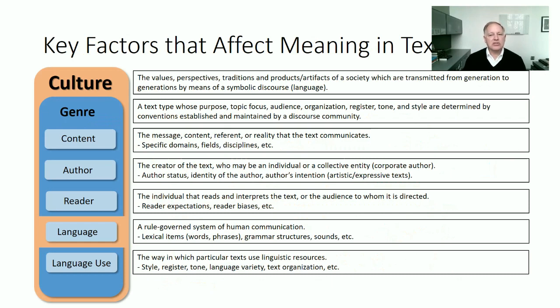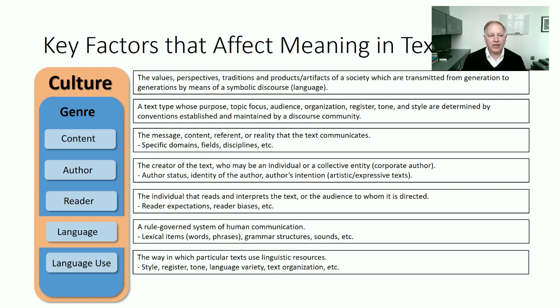To define some of those factors, and it is important that we define them because we'll be using them quite frequently in class. First of all, what's culture? And these are just my definitions that I have culled from other sources. Culture would be the values, perspectives, traditions, and products or artifacts of a society. These are transmitted from generation to generation by means of symbolic discourse, such as language. So values, perspectives, traditions, products passed down from generation to generation via language or some other sign system.